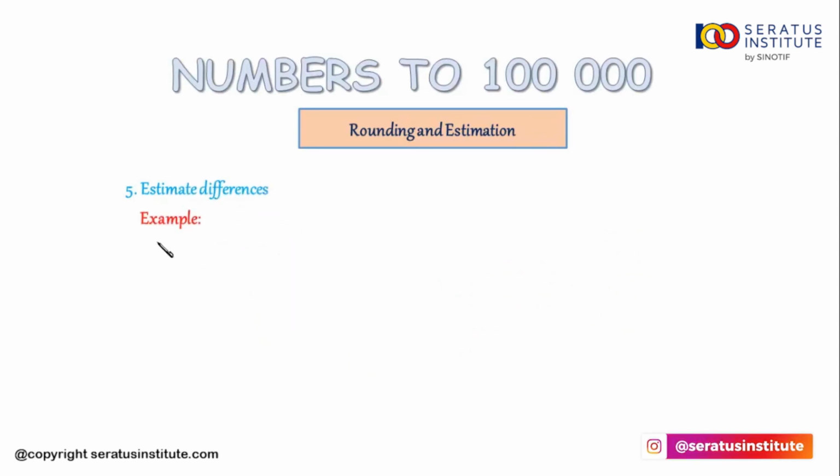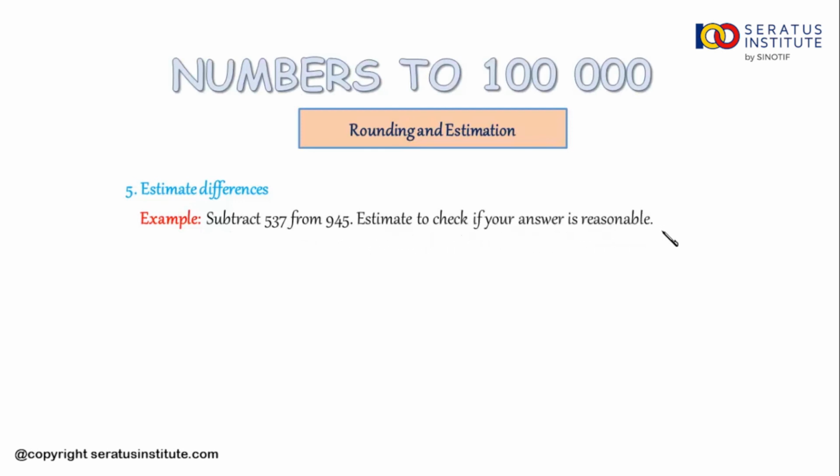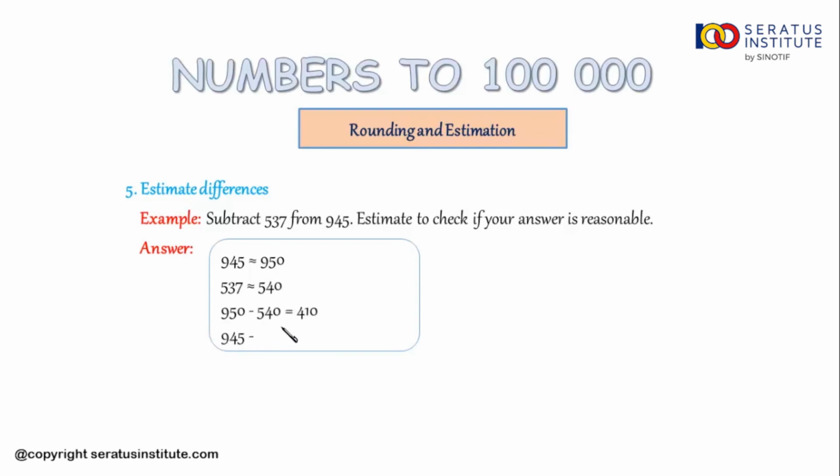This is the example. Subtract 537 from 945. Estimate to check if your answer is reasonable. Same as before, estimating sums. Here is the answer, Sobat 100. We have to round off the numbers to the nearest tens first. So 945 becomes 950, 537 becomes 540, and 950 minus 540 equals 410.